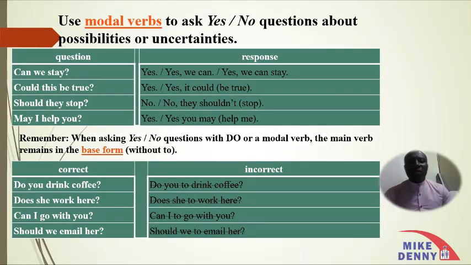We use modal verbs to ask yes or no questions about possibilities or uncertainties, things that can or may happen, or things that are not sure to happen. Examples of questions: Can we stay? Yes, or yes we can, or yes we can stay. Full response. Could this be true? Is there a possibility? Yes, or yes it could, or yes it could be true.